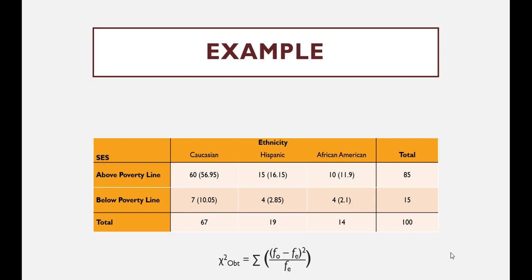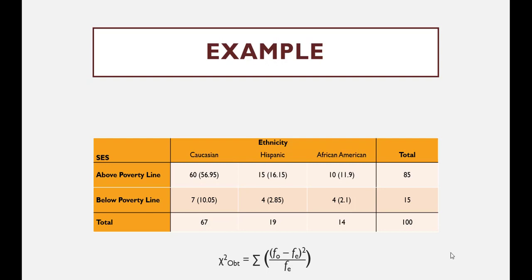By contrast, when we look at Hispanic, we see that the number of individuals above the poverty line is slightly less than expected, so it's 15 compared to 16.15. So if 85% of the Hispanic individuals, the 19 individuals that were Hispanic, were above the poverty line, then we would find that it is 16.15. But the observed value is actually below that, which would suggest that maybe they're below the poverty line more than we would expect if it was evenly distributed, if the frequency observed equaled the frequency expected.